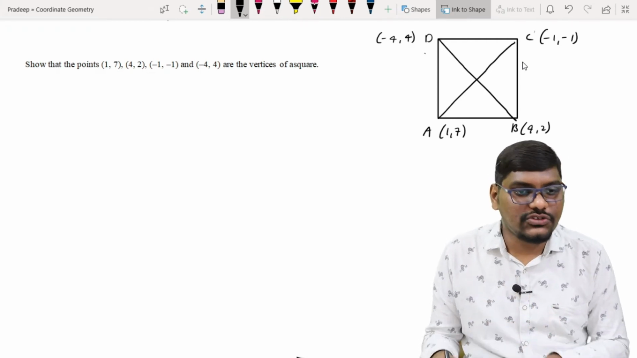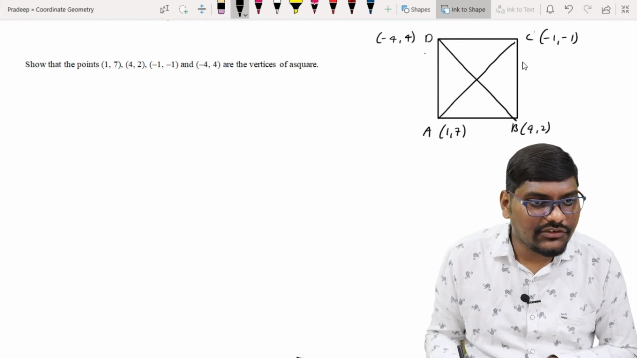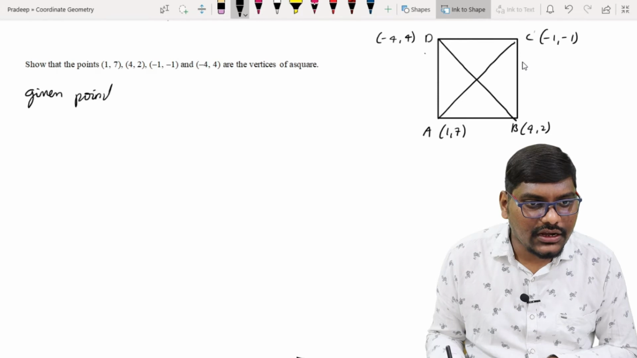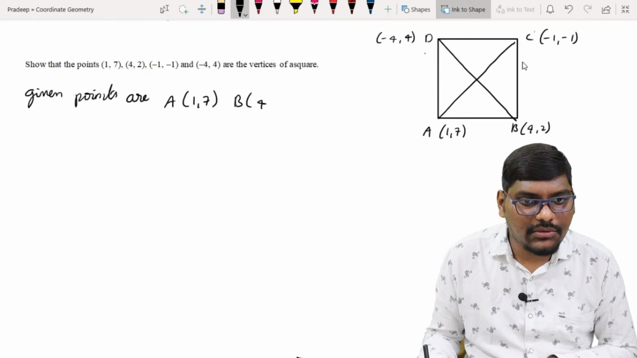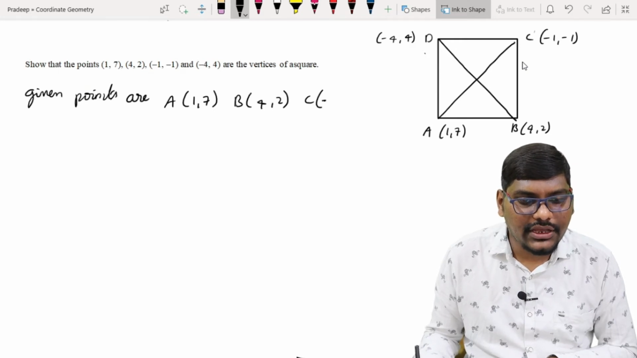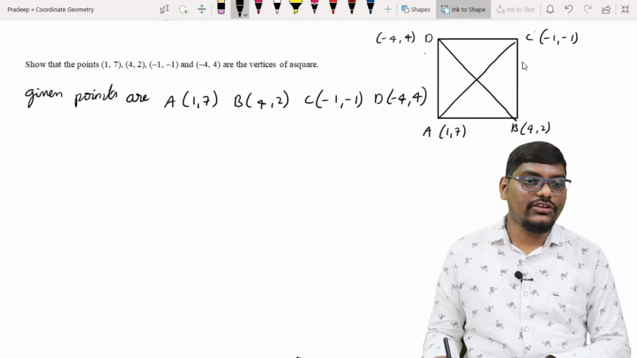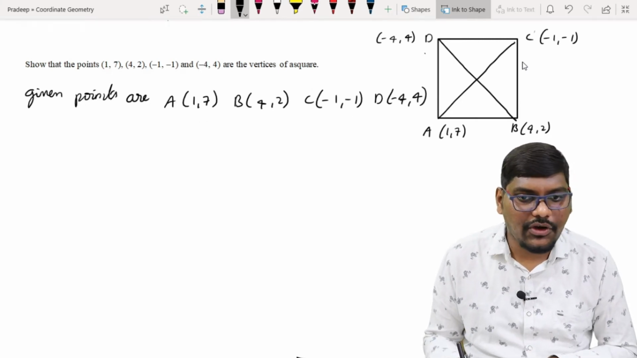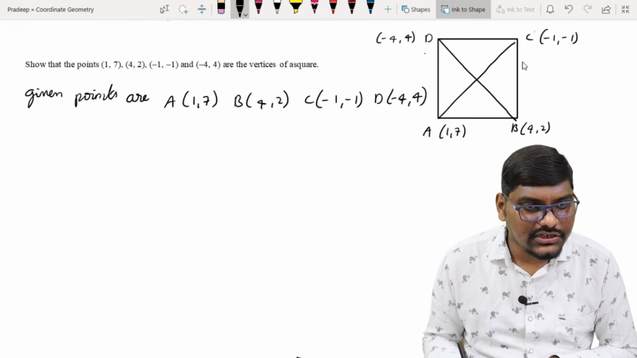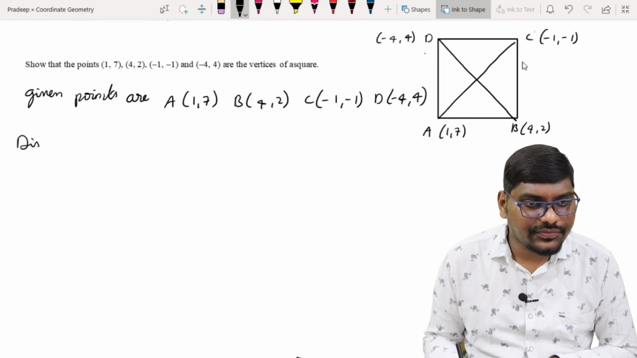Okay, so let's do that. First we'll write the given points. The given points are A (1, 7), B (4, 2), C (-1, -1) and D (-4, 4). These are the given points. So we'll use these points and find the distance between the points.